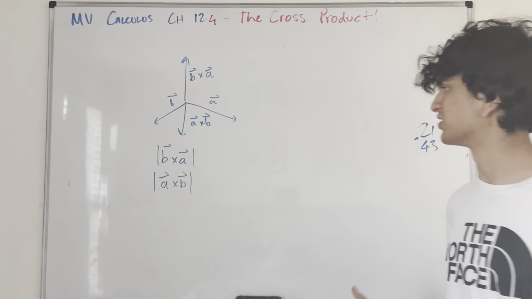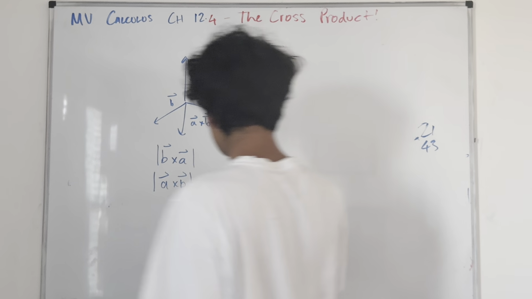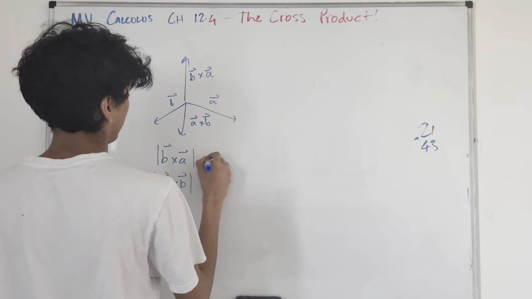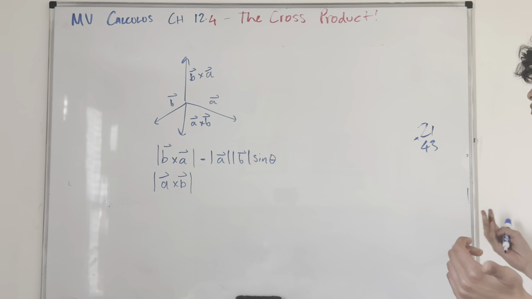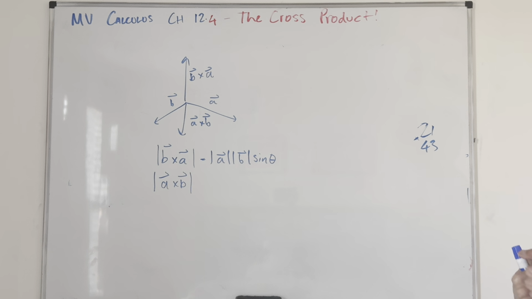I just don't want to waste your time, honestly. You get that the magnitude ends up being magnitude A times magnitude B times sine theta, right? So this ends up being the magnitude. Now, that's pretty neat, right? This will obviously end up being the same thing for both. And that gives us a new kind of, I think it's called a corollary, I don't know.